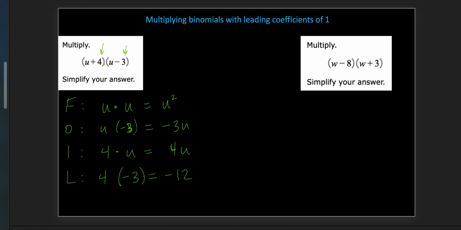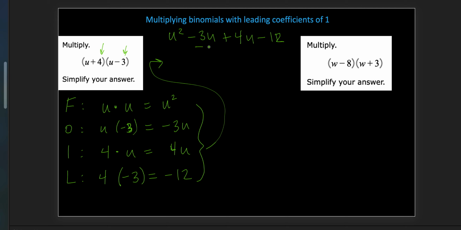So first positions, outer positions, inner, and last. So keep in mind what those are. We'll do it again over in this example. Now what you do with these is, I'm going to write this right up here. We line them up. U squared minus 3u plus 4u minus 12. Line them up with their signs.